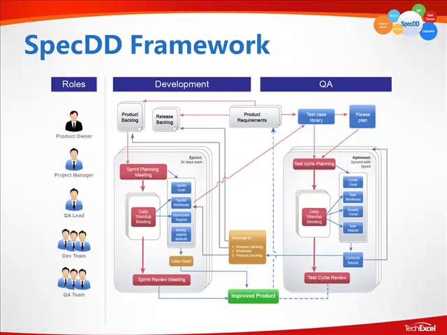So, our framework is as follows. Left-hand side, we have, again, the same roles that I just mentioned: the product owner, project manager, QA lead, one individual, a dev team, and a QA team, all consisting of multiple people. For this framework, let's start with the product owner. The product owner is the main driver, the owner of the product backlog. This is where everything comes from.